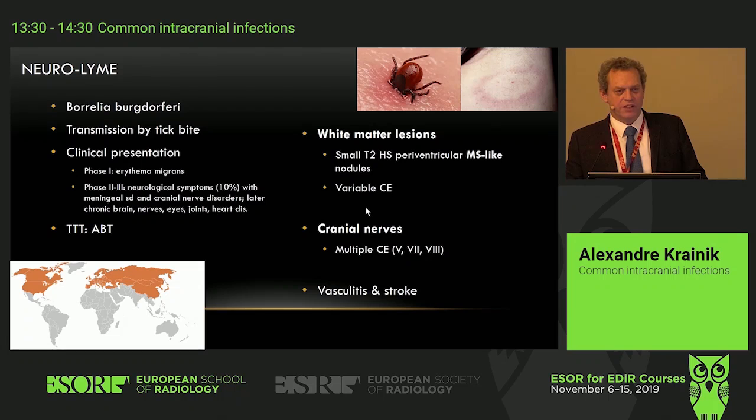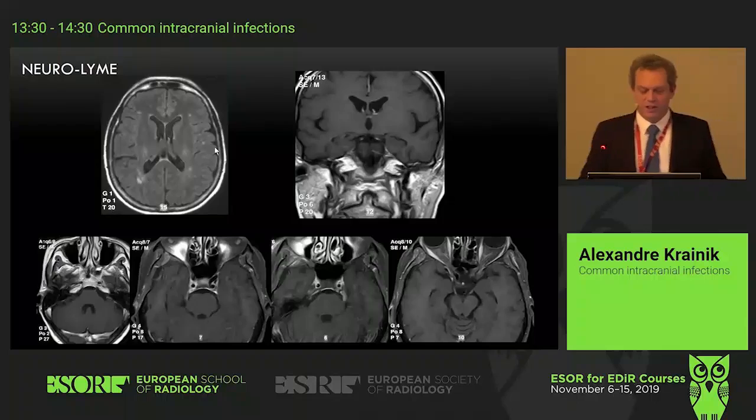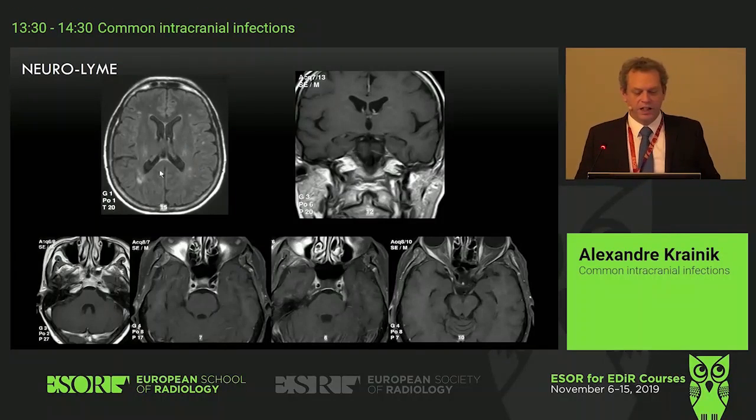But what is quite suggestive is when you have a leptomeningeal enhancement along the cranial nerve. And we'll see a little example here. You see, then you have some little hyperintensity. It's not specific at all. It could look like microangiopathy or sometimes MS. But what's suggestive is when you start to have cranial nerve enhancement.